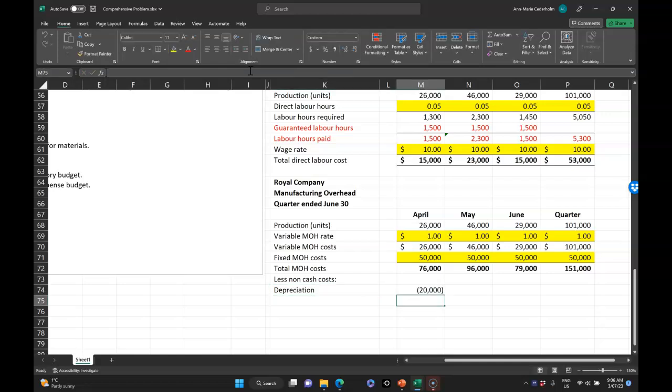So just remember, depreciation is just an accrual that we do in accounting in order to systematically reduce the cost of the asset that we purchased. So we actually did the cash outlay in a period previous to any of these months. So that's why we're backing it out.